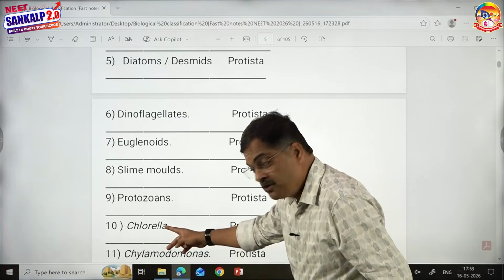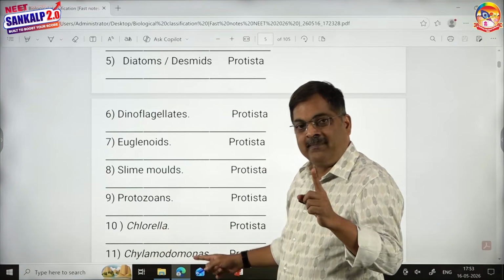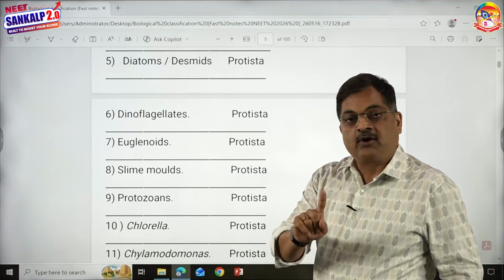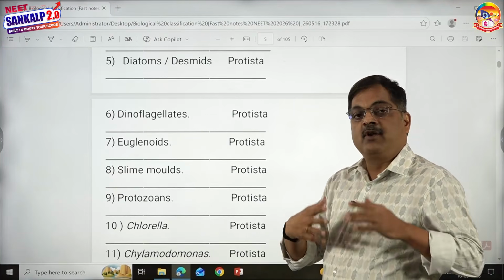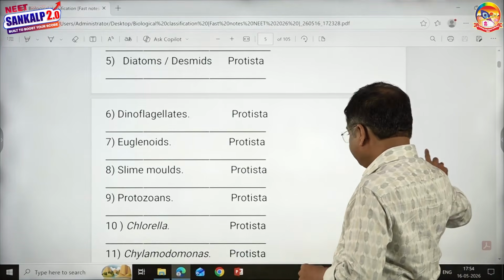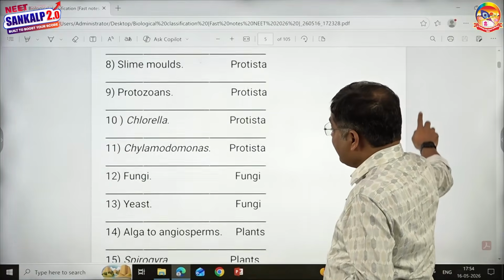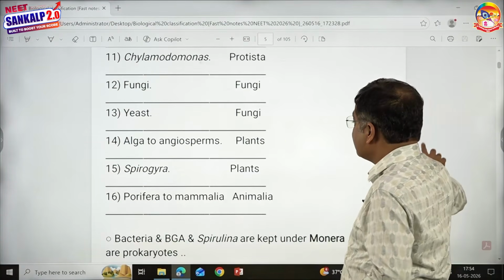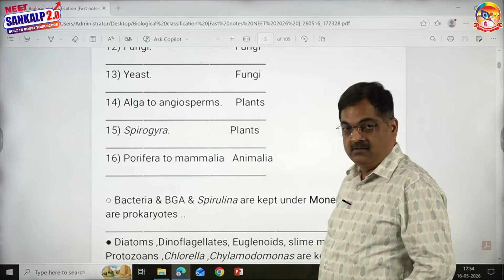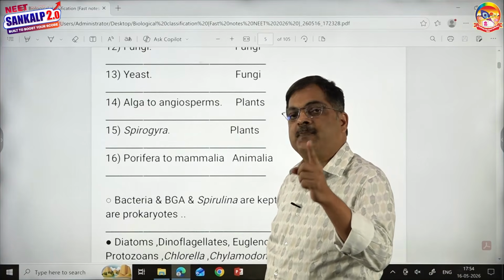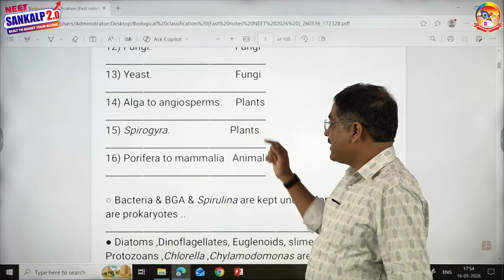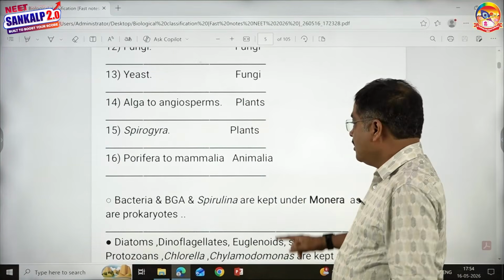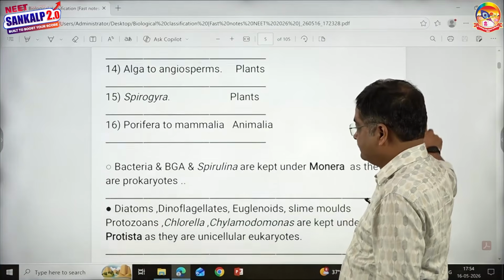Watch out for these two, chlorella and chlamydomonas. Time and again you made mistakes, children. So these two are actually protistans according to Whittaker's classification, simply because they are unicellular and eukaryotic. Now, fungi, yeast, they are kept under kingdom Fungi. Algae to angiosperms are plants. Don't get confused between spirogyra and spirulina. Spirogyra is a plant, whereas spirulina is a moneran. Okay, no confusion. Porifera to mammals, they're animals.